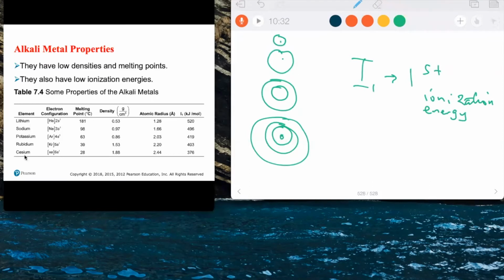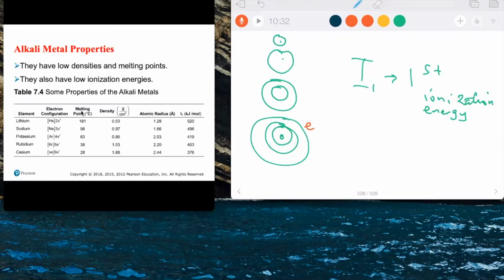Because going down the group, the closer the s1 electron is to the nucleus, the harder it is to remove. Remember, ionization energy is defined as the amount of energy required to remove an electron from a neutral atom in its gaseous state. And the reason why you see this decreasing down the periodic table is because in cesium, the outermost electron is far away from the nucleus, and because of the shielding, it is easier to remove.